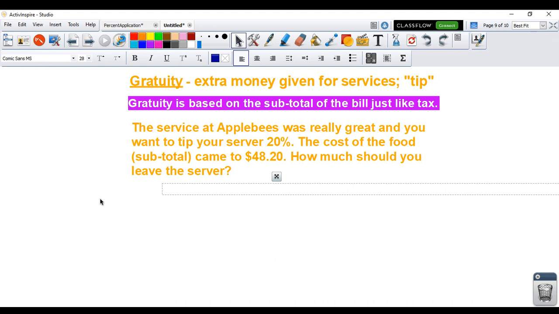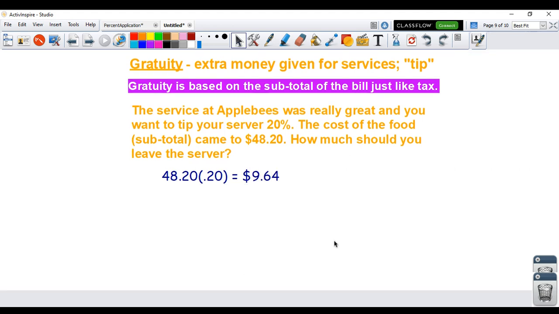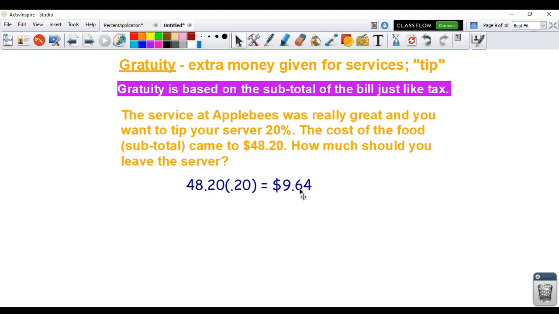Okay, so we're going to take that $48.20. We're going to multiply it by 20%, and we get $9.64. So that's the amount of money that you're leaving for your waitress or I guess your server, right? Your waiter or waitress is $9.64. Just calculate the 20%.